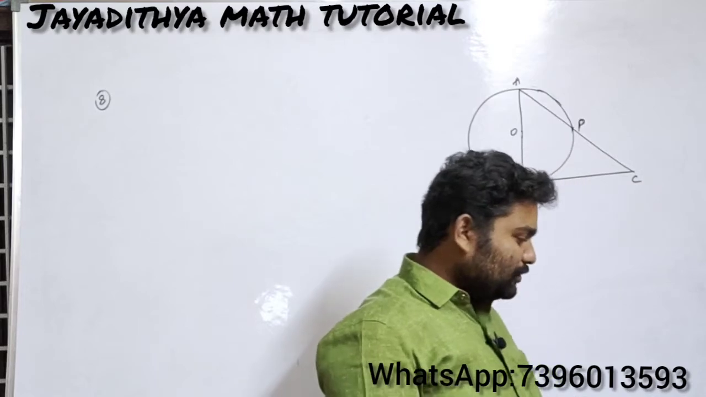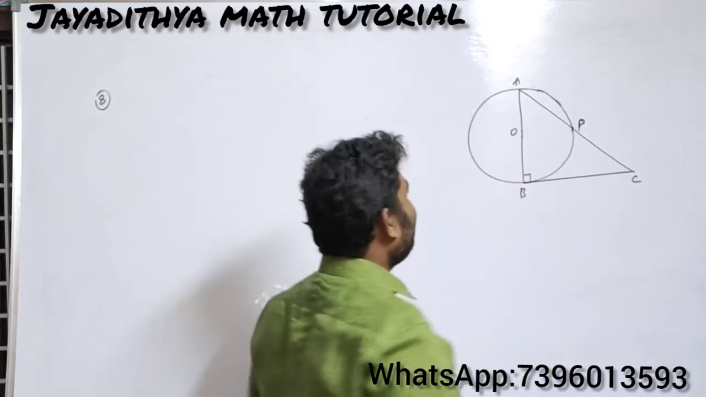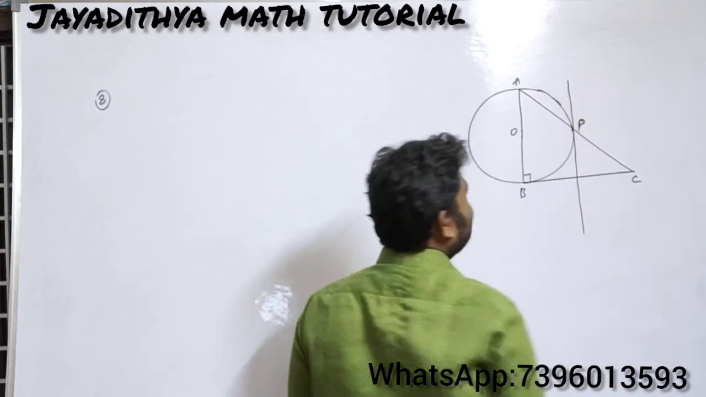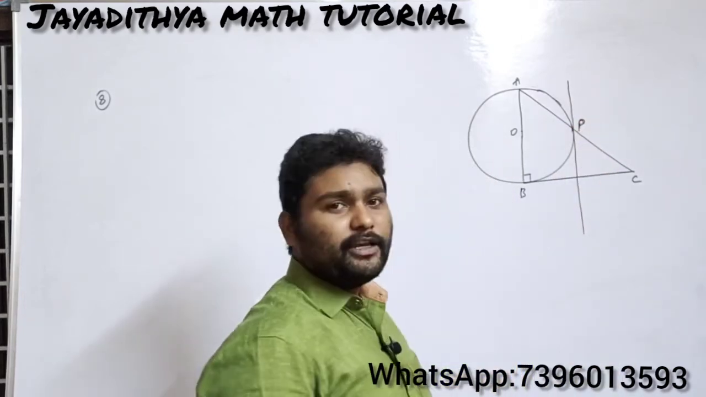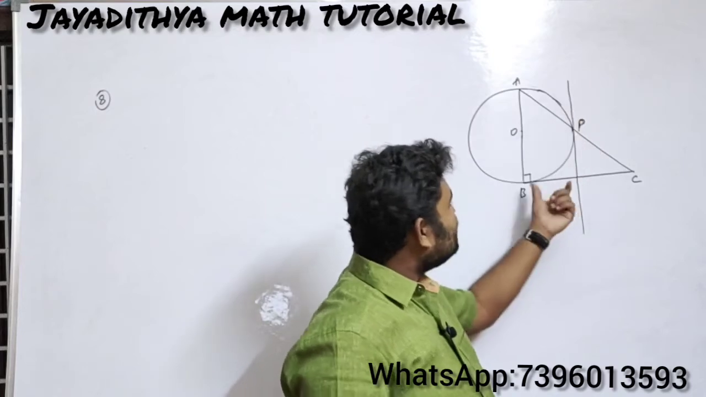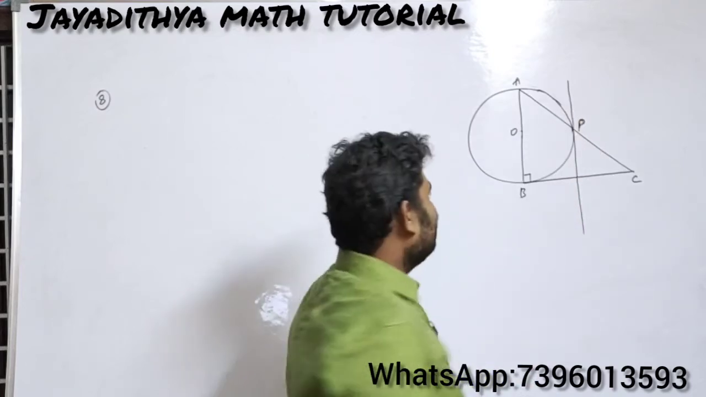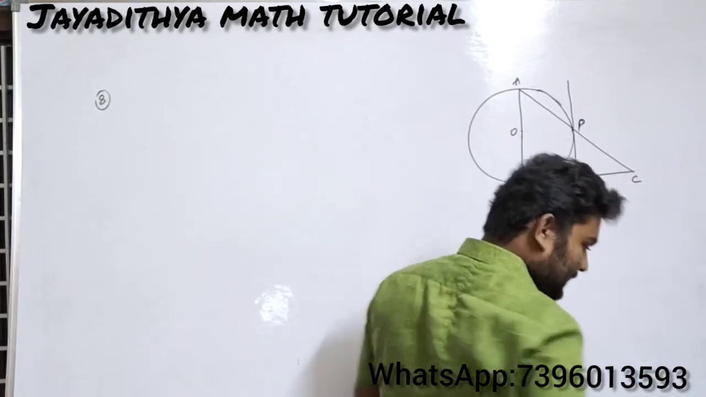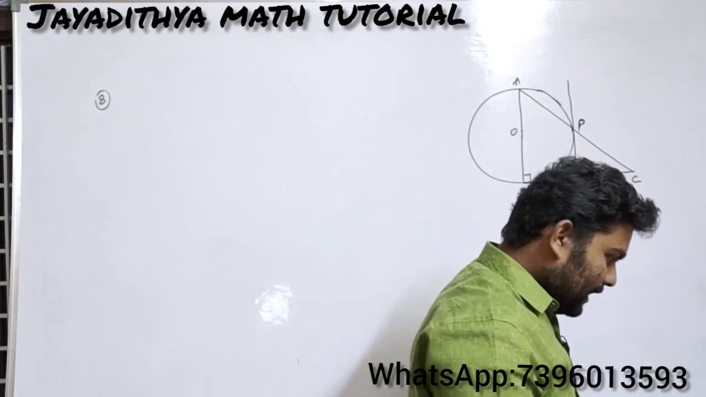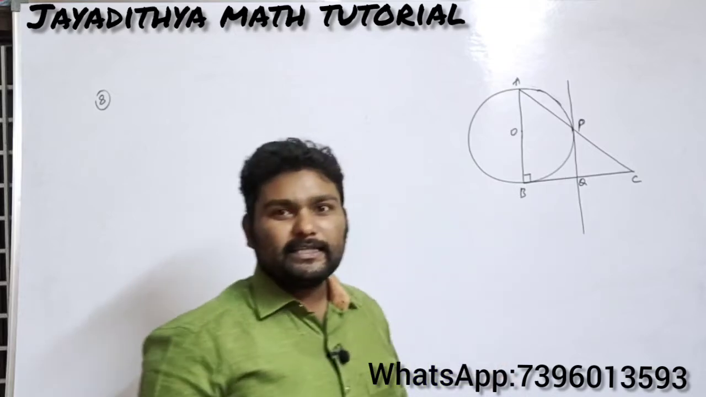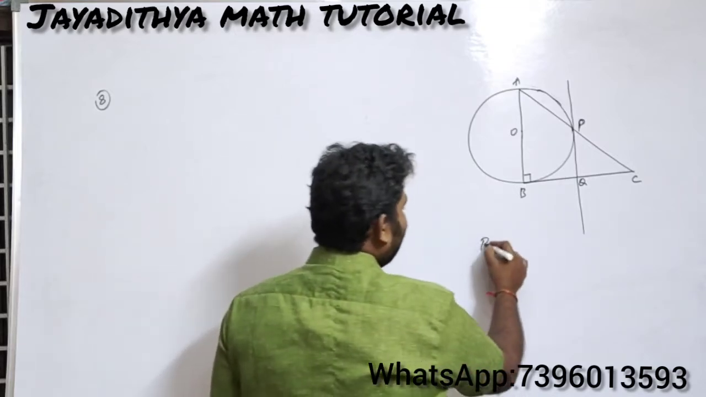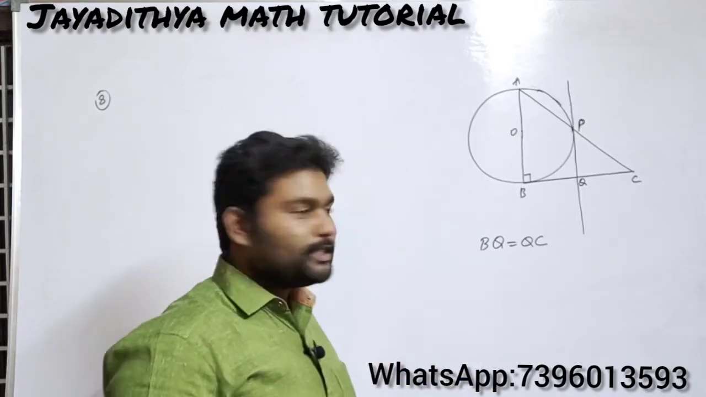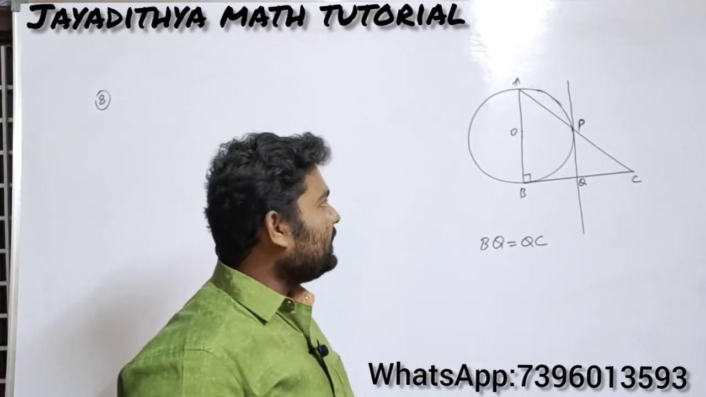Prove that the tangent to the circle at P bisects BC. So if you draw a tangent like this at P, then you should show that this tangent bisects BC. If I take a point here as Q, he has also mentioned it is Q. So we should prove that it bisects BC. That means we need to prove that BQ is equal to QC. Then your answer will be completed.